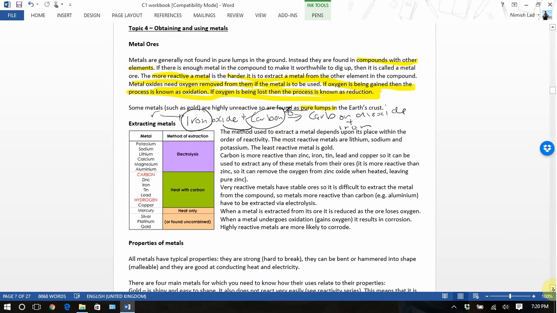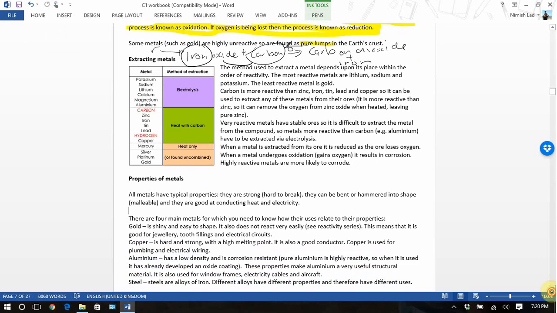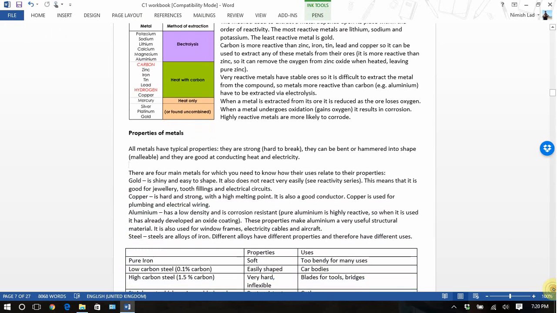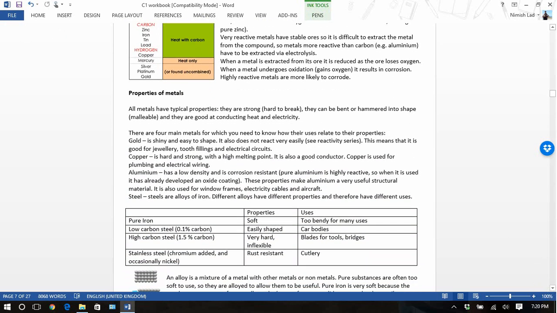Properties of metals. Metals have typical properties. They're generally strong, which means they're hard to break. They can generally be bent or hammered into shape, which means they're malleable. And they're good at conducting heat and electricity. There are four main metals and their usage and properties that we need to know in a bit more detail. The first one's gold.